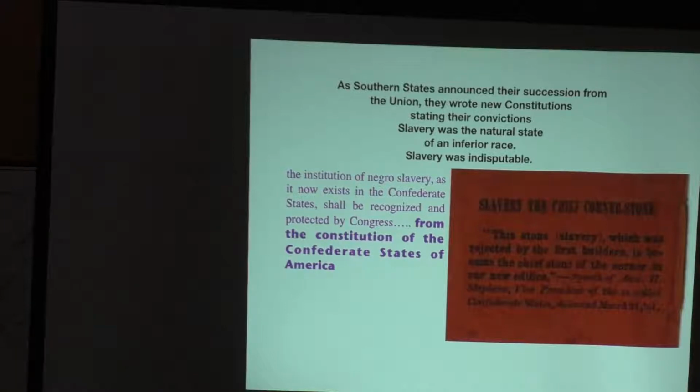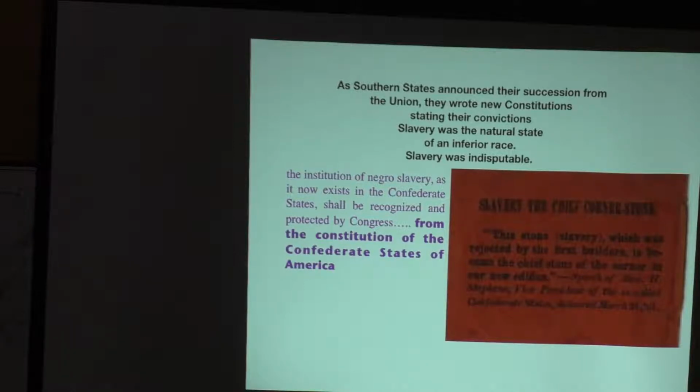And in so doing, all of the states wrote constitutions and that seceded. And the Confederacy wrote a constitution for all of them. And each one of them mentioned slavery by name. The U.S. Constitution does not mention slaves by name, but the Southern ones did. And there is the line that says this in the Confederate Constitution: "The institution of Negro slavery as it exists in the Confederate States shall be recognized and protected by Congress," the Confederate Congress.